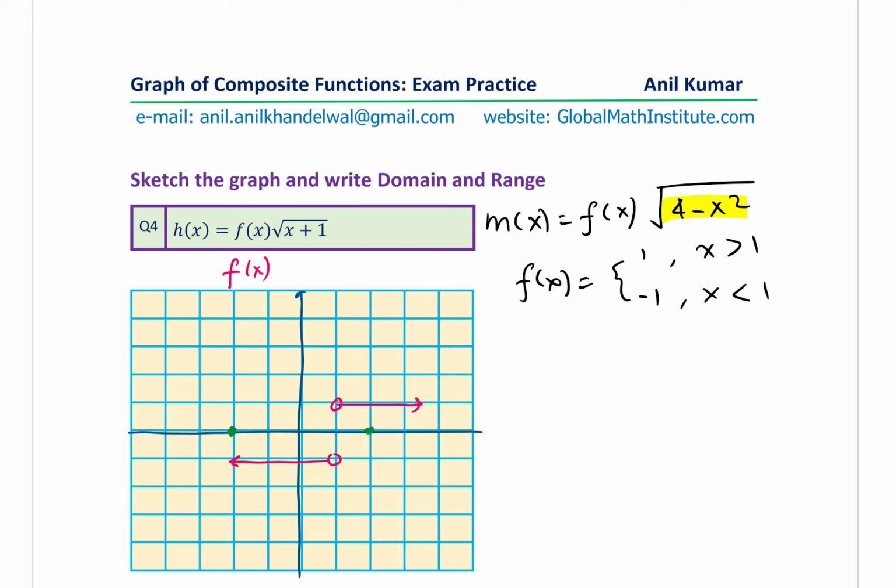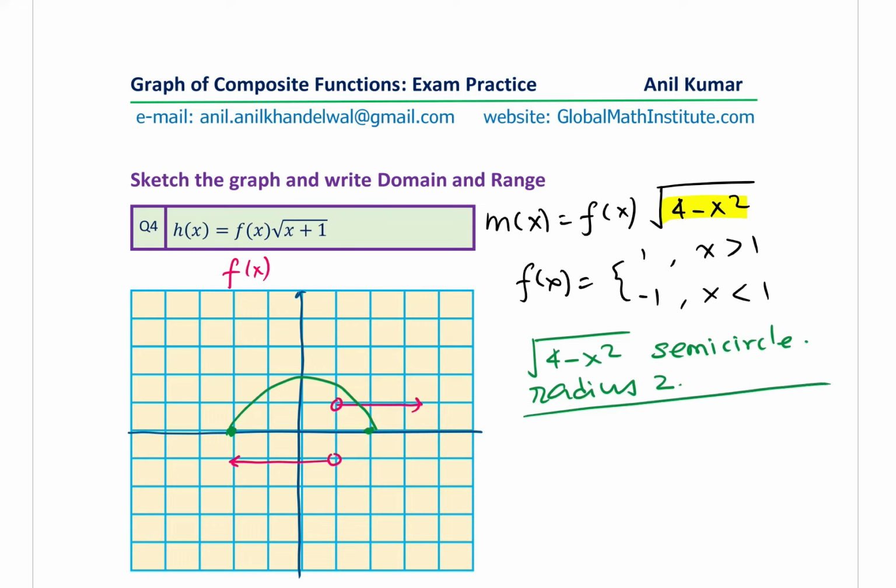If x is 0, you get square root of 4, which is 2. So the graph will be kind of like this. So remember, square root of 4 minus x squared is a semicircle. Right? Radius 2, as shown in the graph. Correct? Now, let us sketch the graph of m of x, which is the product of f of x and square root of 4 minus x squared.